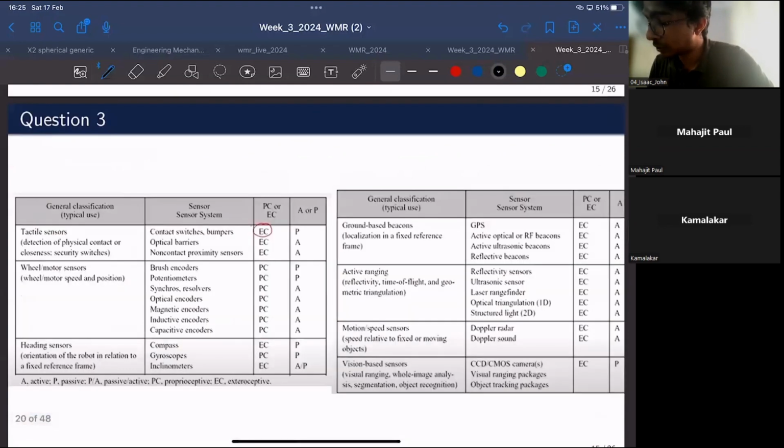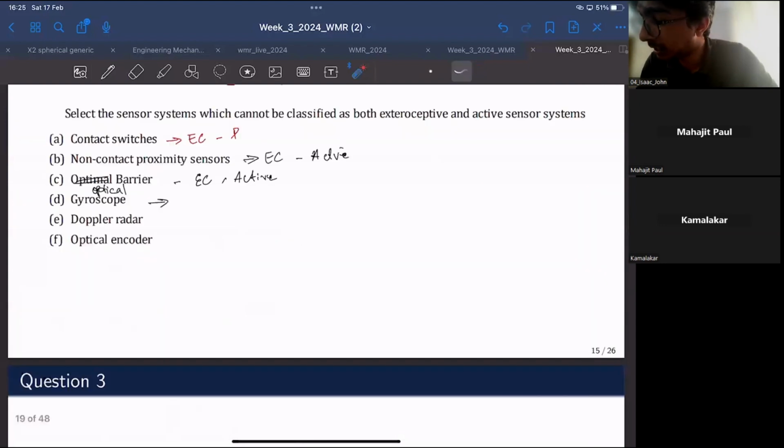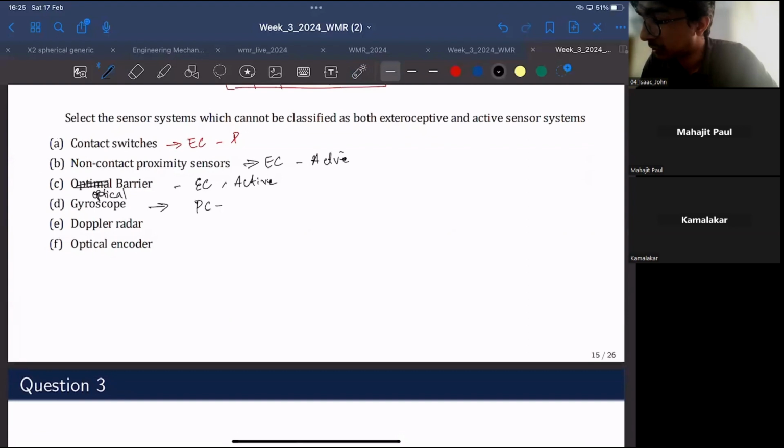And a mechanical gyroscope basically comes under the heading sensors. Heading sensors mostly deal with the measurement of the orientation of the robot. And since I have already said that gyroscopes measure something that is internal to a robot, its orientation, that is a proprioceptive sensor. And due to the fact that we don't have to provide any sort of energy to it, it is also a passive sensor. So the gyroscope is basically a proprioceptive sensor and it is also passive.